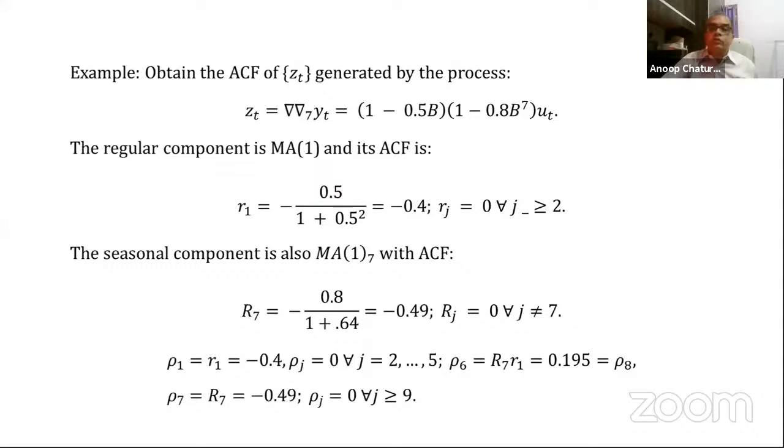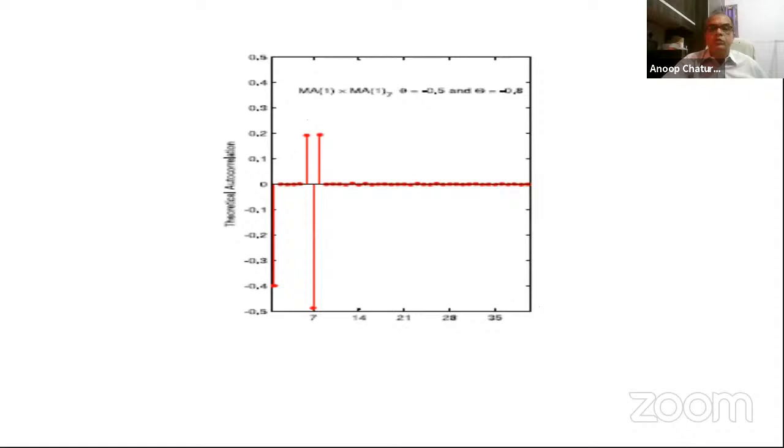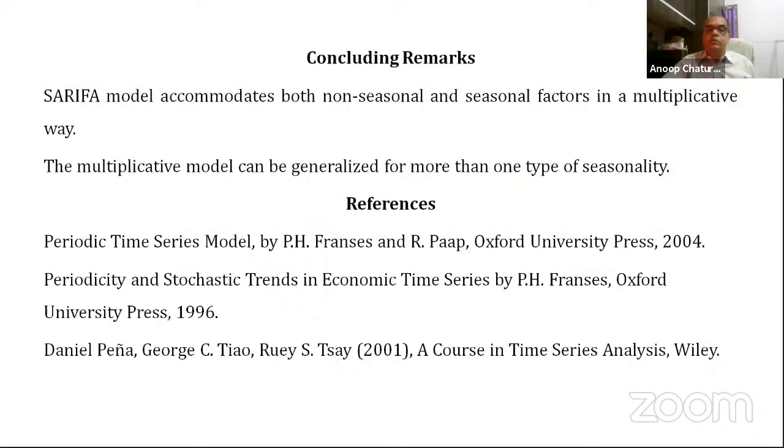We have considered an example also. We have taken Z_t equal to del 7 Y_t, and then we have calculated the autocorrelation functions for all these processes also. Well, I am not going into much detail, but we have plotted the autocorrelation functions for real data also.